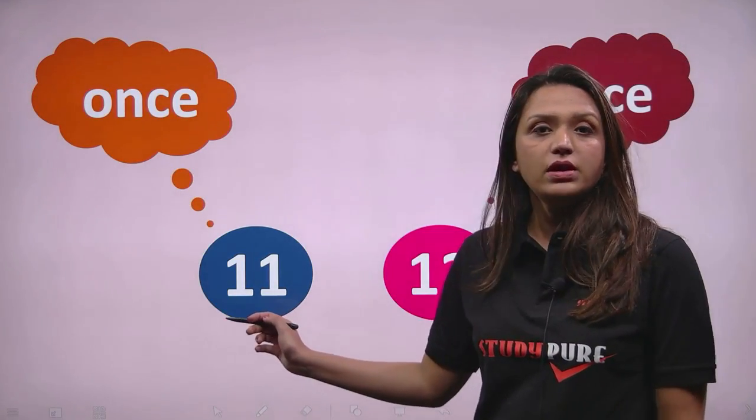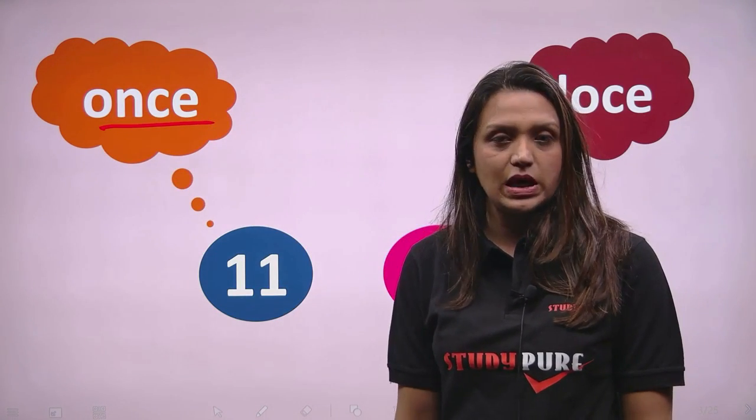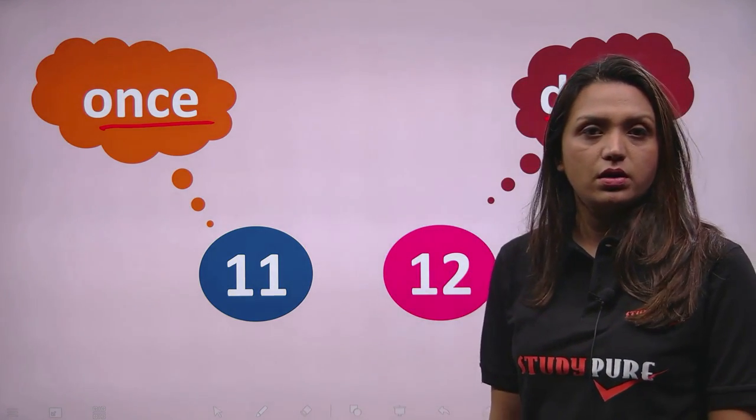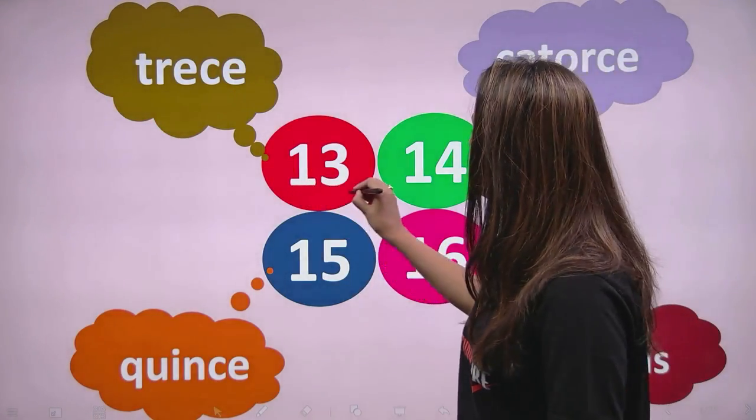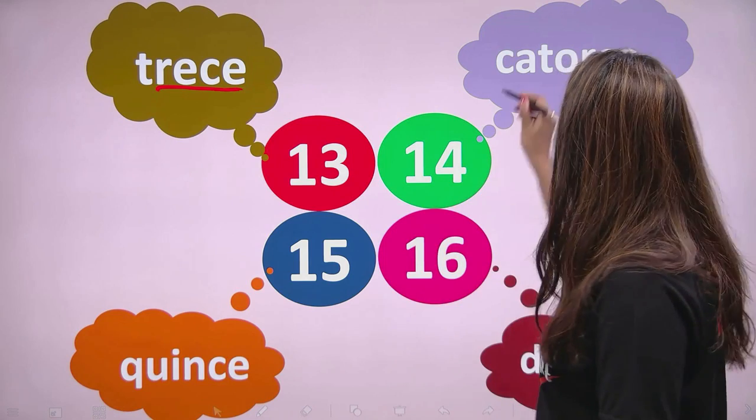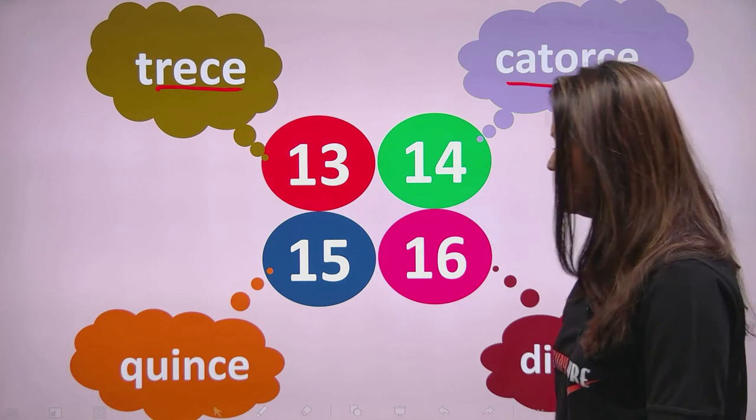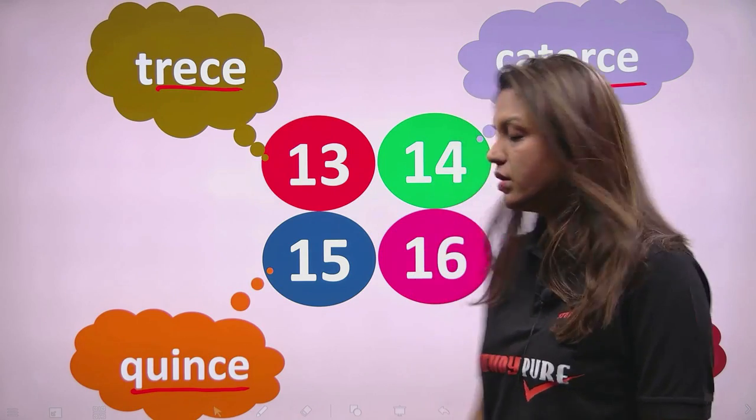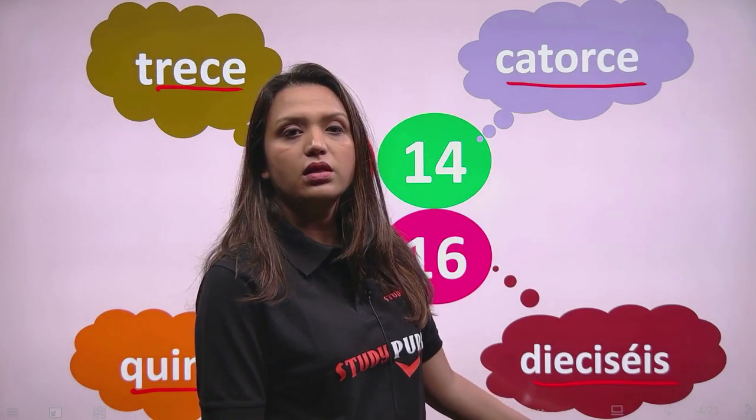How do we say 11 in Spanish? That's once, number 11. And here we have doce, 12. Let's proceed. Trece, 13. Catorce, number 14. Quince, 15. Dieciséis, number 16.